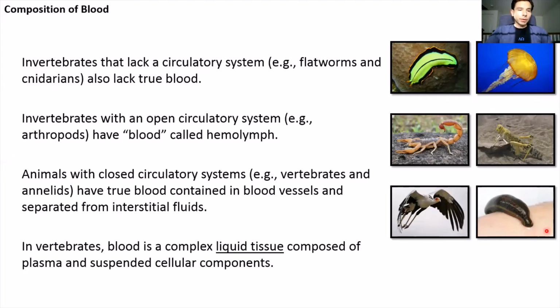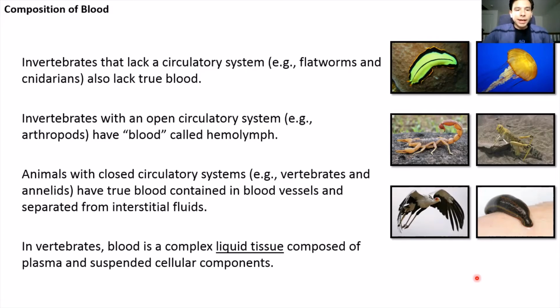Let's talk about blood for a moment. Invertebrates that lack a circulatory system also lack blood, of course. Some examples of such animals are flatworms or cnidarians. And if you think about it, they don't even need circulatory systems. These animals are so thin that the functions of a circulatory system are unnecessary. Food is just dispersed throughout the animal by diffusion, and also oxygen is absorbed by the animal from the outside by diffusion. So these animals are so thin, they don't need a circulatory system.